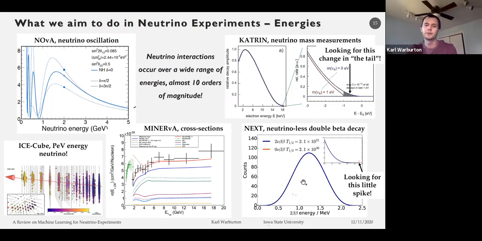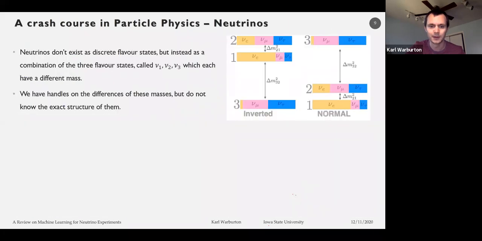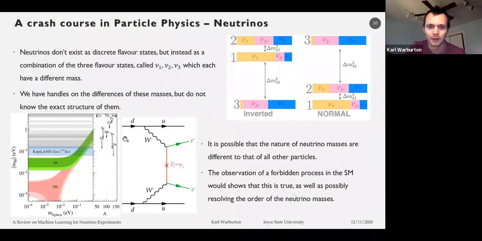NEXT looks for neutrinoless double beta decay. It's this idea that you have, let me see, I want to go back here. You have 2 down quarks convert to 2 up quarks. So it's actually neutrons to protons, and you have emitted 2 electrons and then potentially 2 antineutrinos.